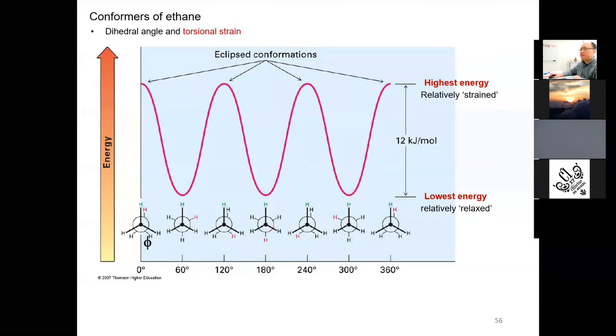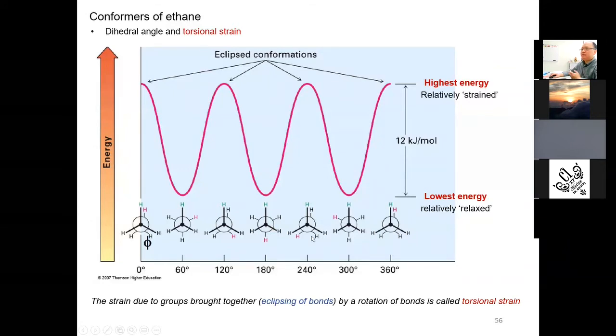And the reason this high energy exists is that there is a torsional strain. The definition of torsional strain is the strain due to groups brought together, which means the strain results from the eclipsing of bonds. So it's not because the hydrogens themselves clash with each other. It's because this bond and this bond are eclipsing. So because of the eclipsing of these bonds, there is energy, and this kind of energy is called a torsional strain.